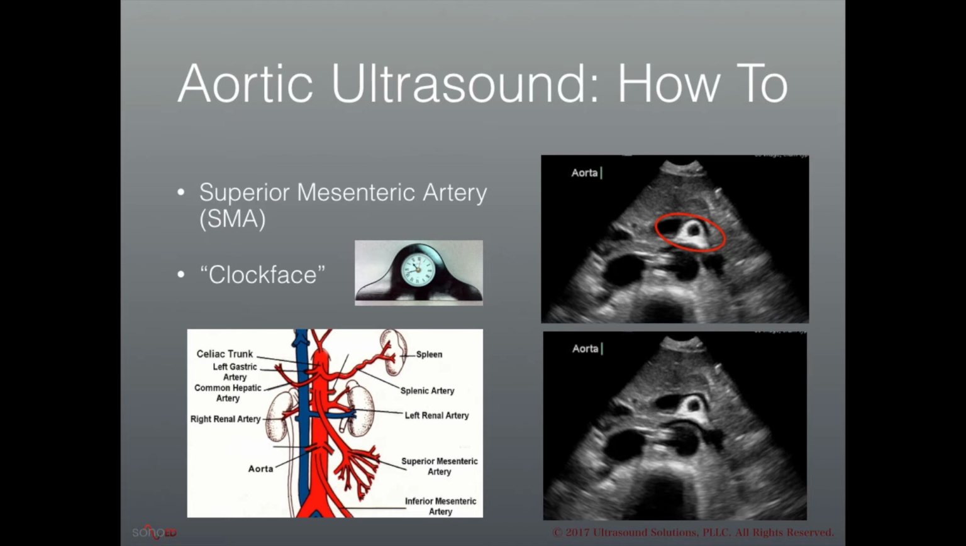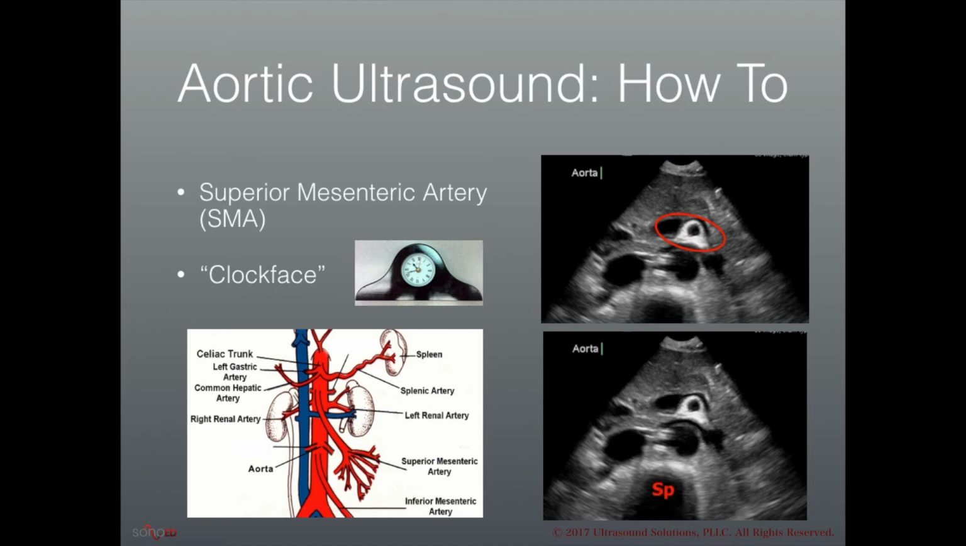Let's move on now to the second vascular branch of the aorta that will be just 1 to 2 centimeters inferior to the celiac trunk, and that is the superior mesenteric artery, or SMA. The SMA is a great landmark because it looks like a clock face. It stands out very brightly because it's surrounded on either side by other vascular structures.